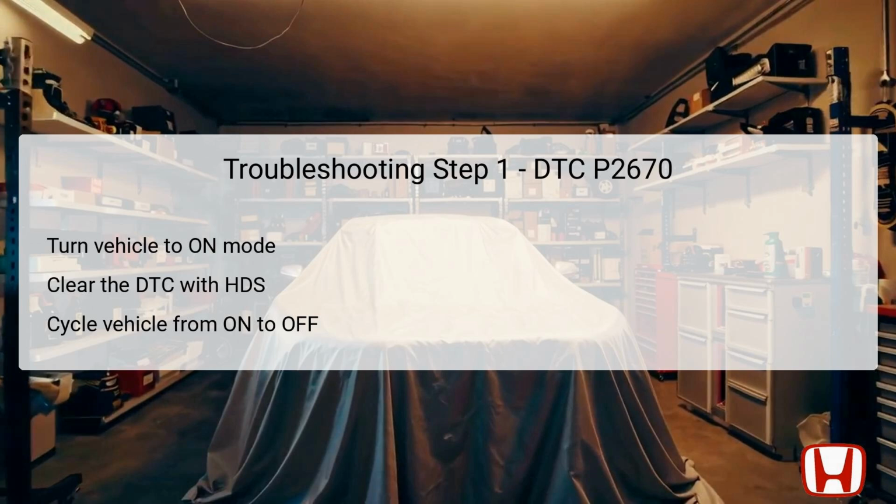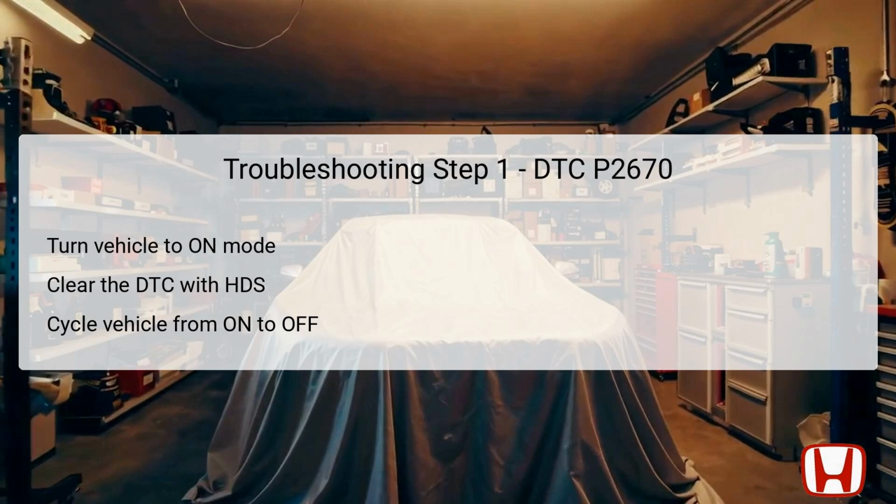The first troubleshooting step for addressing DTC P2670 involves verifying the problem. Start by switching the vehicle to the on mode, a setting that activates essential vehicle systems without starting the engine. Next, utilize the Honda Diagnostics System, or HDS, to clear the existing DTC codes from the vehicle's memory. This process ensures a clean slate for further diagnostics.